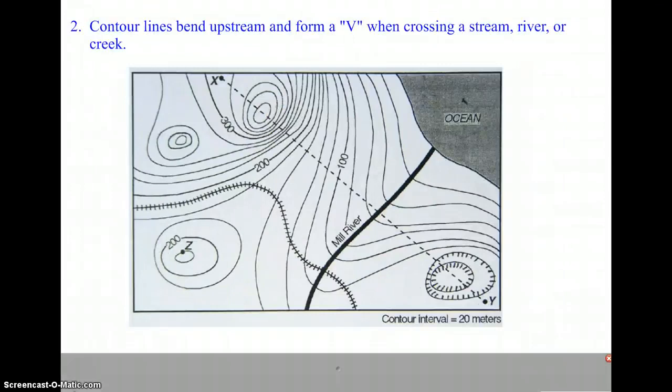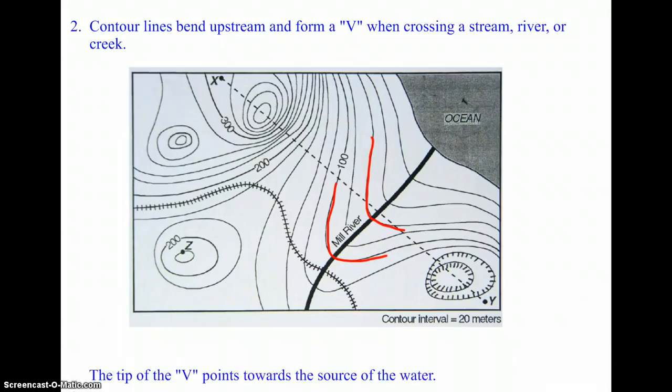Rule number 2 deals with streams and rivers. When a contour line crosses a river or a stream, the contour line bends and forms a V. We can see that, again, on the map on the back of your sheet. We have this Mill River over here, and when the contour lines cross the river, they are bending and forming V's. You always want to look for the V's because the V's will tell you where the water is coming from. So the tip of the V shows you the source of the water. In this case, the water is coming from over here. This would be the source.